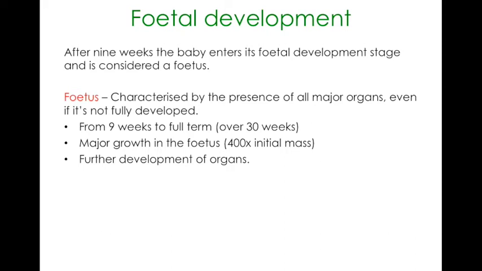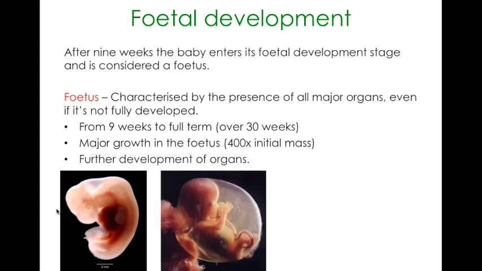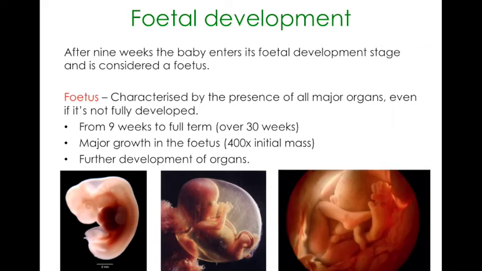Further development of the organs happens, and the baby just basically gets bigger. You can see the embryonic stage looks a little bit like that. By the fetal stage, you can see now it is recognizably a baby. It looks like a baby. It contains all the major organs of a baby, and its heart has already started to beat. Its brain has already released signals.